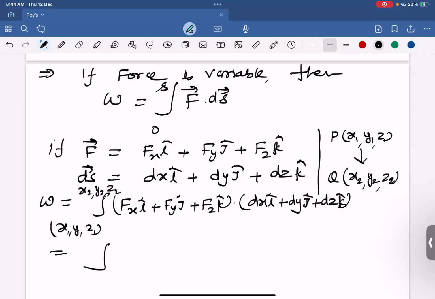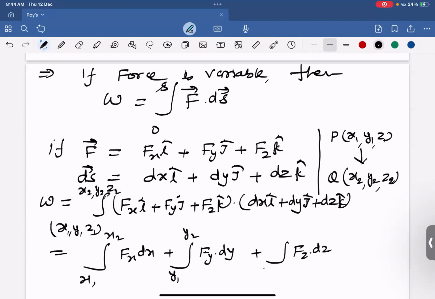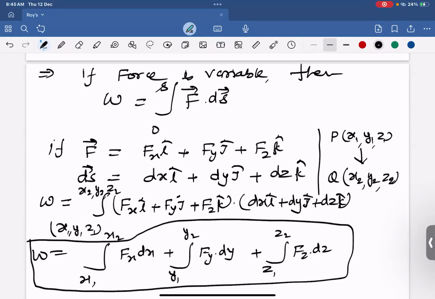So here i dot i is 1, so you can integrate Fx dx separately, and for Fx dx you take the limit x1 to x2. Then you can do j dot j is 1, then you can integrate Fy dy, and for that you take limit from y1 to y2. And for Fz dz you also integrate, and for this you take the limit from z1 to z2. So that means in all axes you have found the work done separately and then you have added.